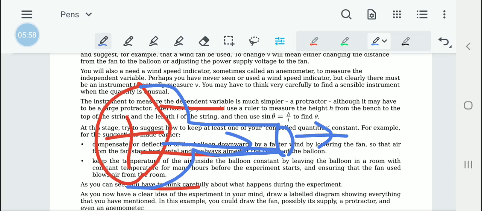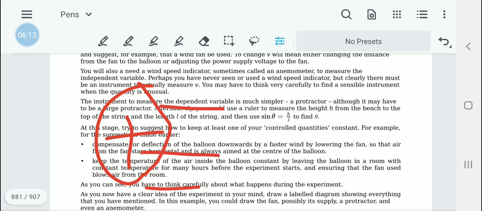So then you can change the direction, and by lowering and increasing the height of the fan, you can change it, and also you can focus the air on the balloon. So this is something that should come from your common sense, and also it should be something that you should be able to draw and explain. You should draw and explain how it is done. Then how are you going to measure?